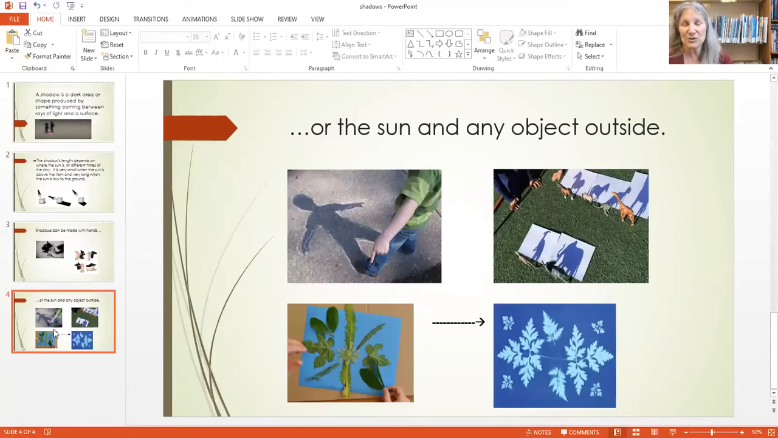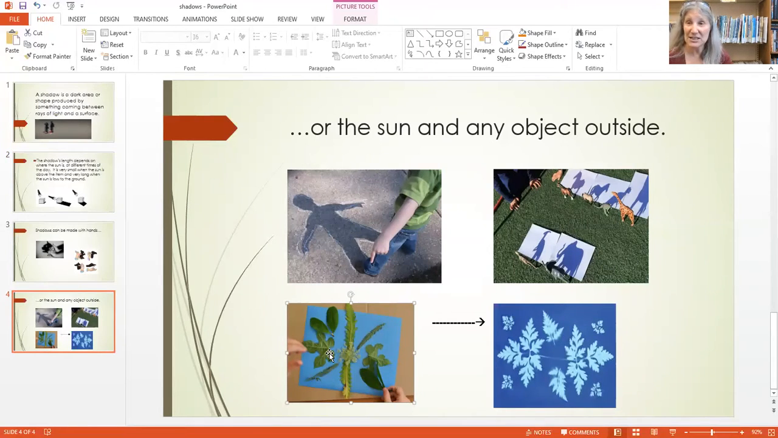but if you have the sun or any object outside, while the other ones could have been done mostly inside, these ones are outside and you can have somebody trace you with chalk while you're standing up. You can put your animals on paper and trace their shadows. What this person is doing is putting leaves and objects on paper.